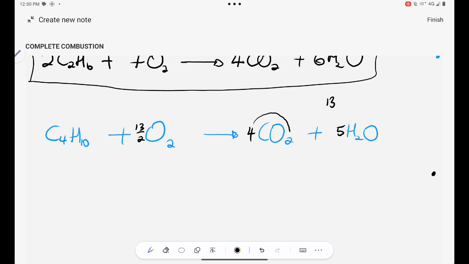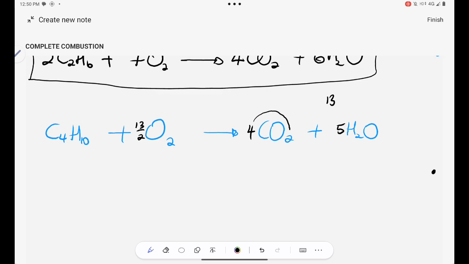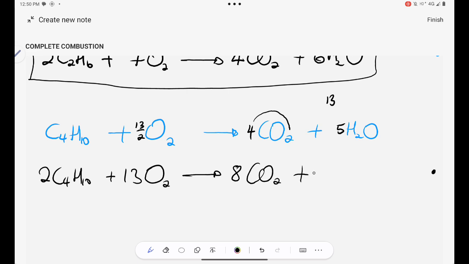But my stoichiometric coefficients, guys, are not usually fractions. I must just remove this fraction whenever I come across it. The only way to remove a fraction is to multiply each and every term by LCD. Are you together? So when I do that, I'll simply have 2C4H10 plus 13O2. This will end up giving me 8CO2 plus 10H2O. That's how, guys, you balance a complete combustion reaction.